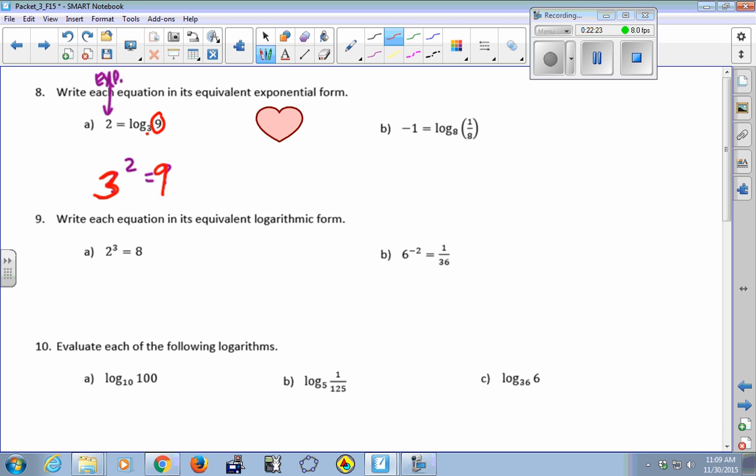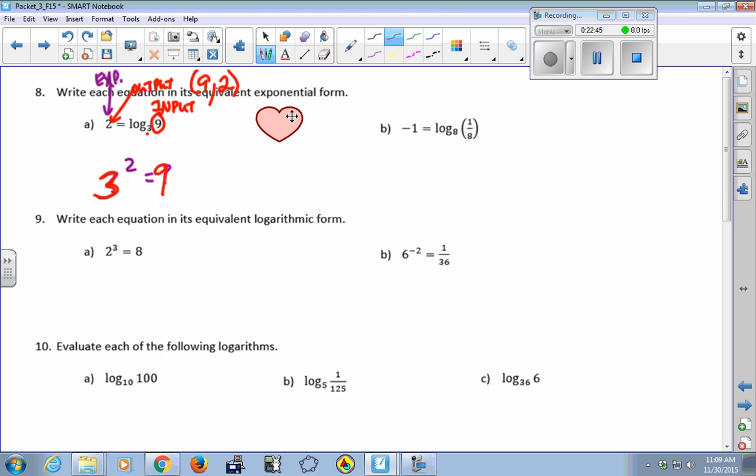So this is your input right here. This is your input. This is the output. So on your log function, it looks like this, the point (9, 2) on your log function. On your exponential function, it's (2, 9). They just take places switching back and forth.